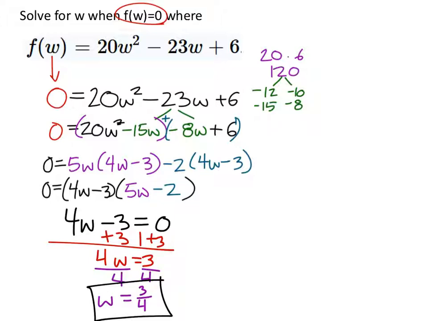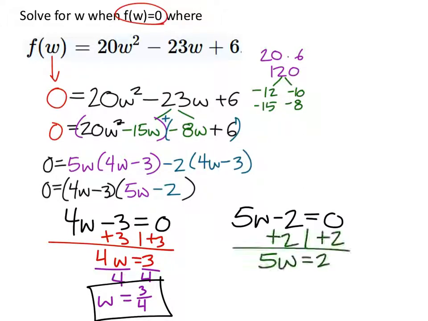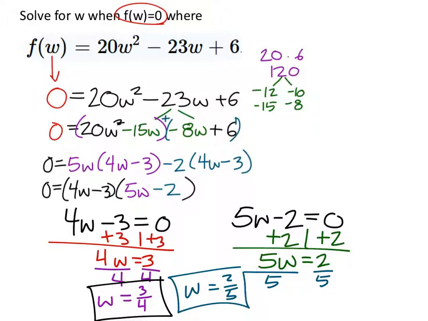But I do have a second answer, right? I also have 5W minus 2. And if I can make that equal 0, it should make the original equation or function true. So, solving the same way, I'll add 2 to both sides. Then divide both sides by 5. So W in that case would be 2/5. There we go.